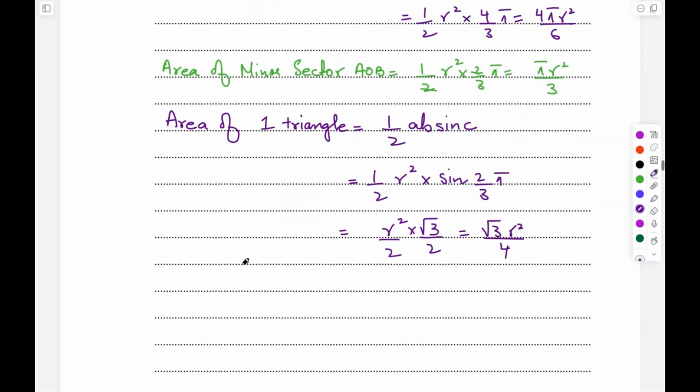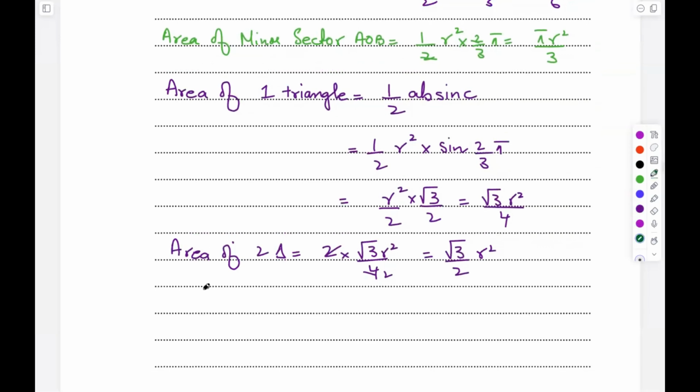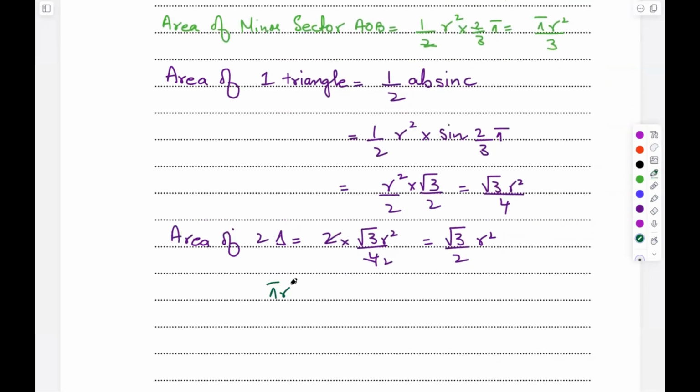Multiplying this by 2, as there are two triangles. So the area of two triangles will become 2 multiplied by root 3 R squared upon 4. Simplifying this, we can write it as root 3 R squared upon 2. Now, once we have the area of the two triangles as well, we can subtract it from the area of the minor sector AOB, which was pi r squared upon 3. So pi r squared upon 3 minus root 3 r squared upon 2.